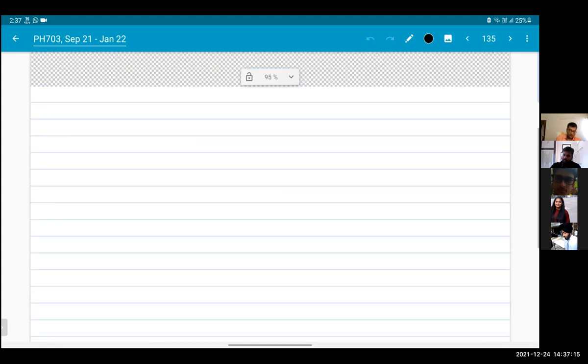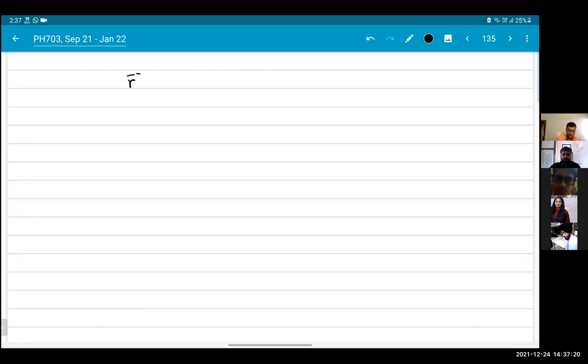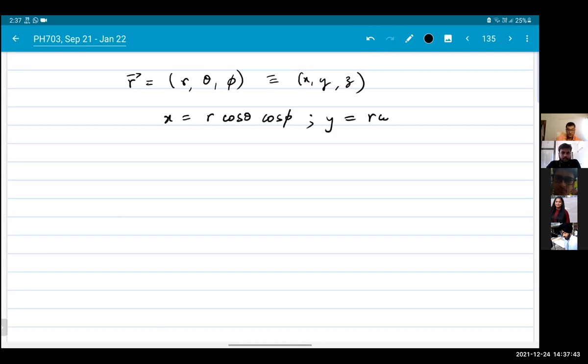So this is an exercise. This is an exercise in algebra for you. These are the two coordinates. We want to map one system of coordinates to another one, okay? So what is x equal to? R cosine theta cosine phi, R cosine theta sine phi.